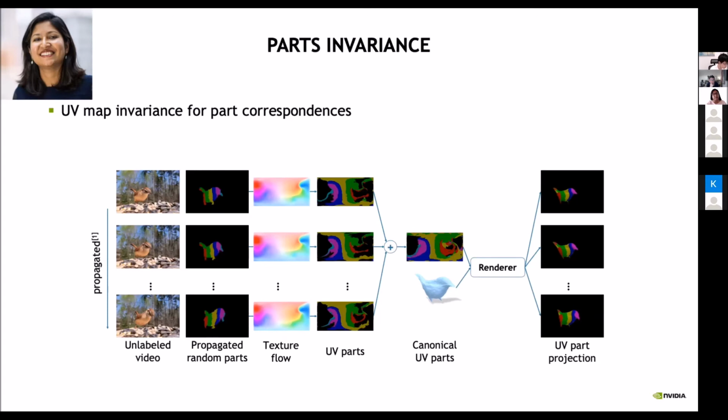We then compare the rendered UV part projections to their original propagated strip versions for the 2D input frames. And by comparing them against the original propagated strips in 2D, the predicted 3D shapes and camera viewpoints can be regularized over time.